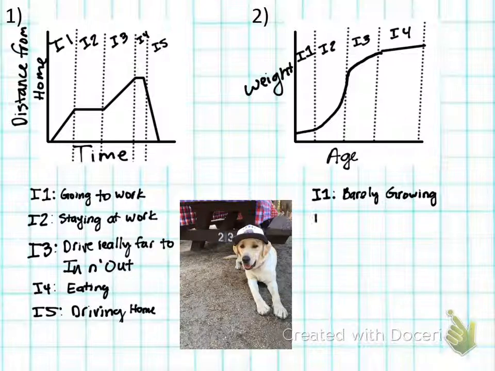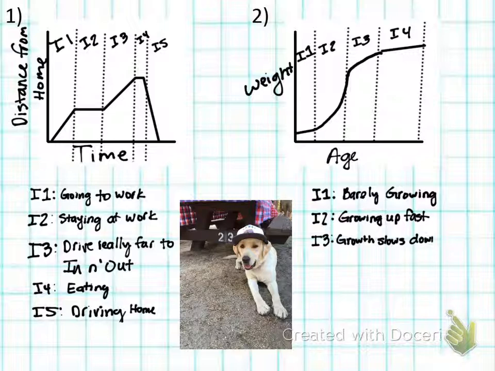Okay, interval 2, what's happening in interval 2? Yeah, she's gaining weight quick, right? Growing up. Fast or slow? Fast. Right? And then what happens in interval 3? She kind of slows down. She's still growing, but she's slowing down, right? She's not growing as fast. Growth slows down. And then the last one, she's growing very slowly.